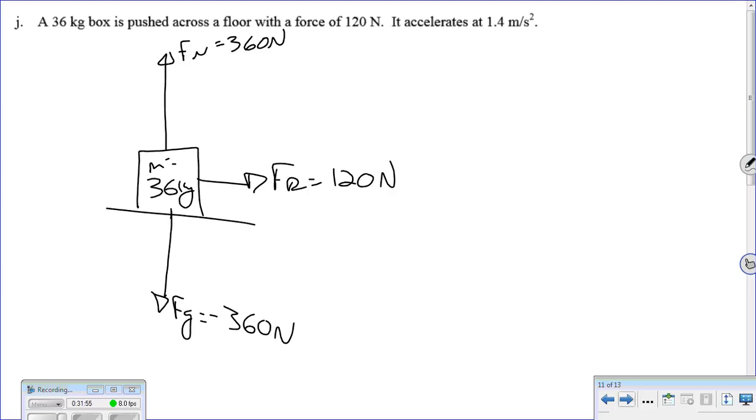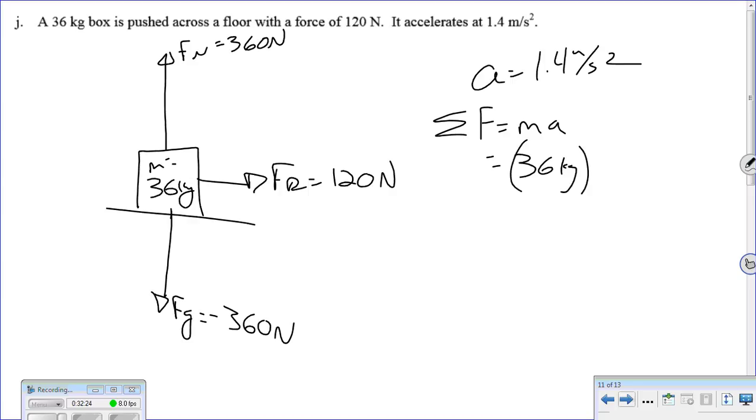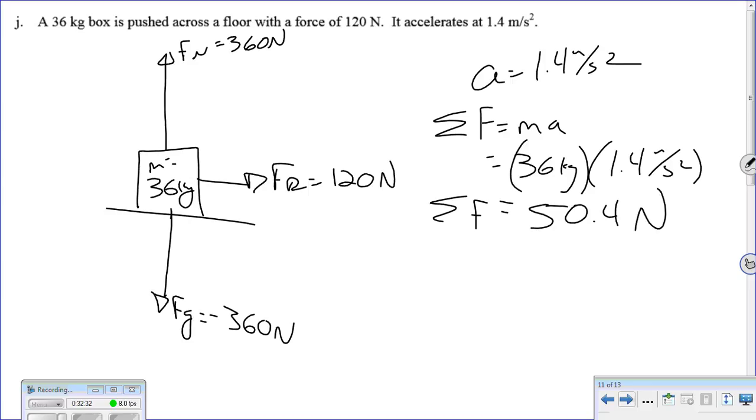Step 3, do I know the acceleration or do I know all of the forces? We know the acceleration is 1.4, right? Okay, so do I know all the forces? Could there be any other forces? Yeah, there might be friction. We don't know yet. But when we find our net force, we'll be able to figure this out, right? So check it out. Net force is mass times acceleration. So 36 kilograms, 1.4 meters a second squared. You get a net force of 50.4 newtons.